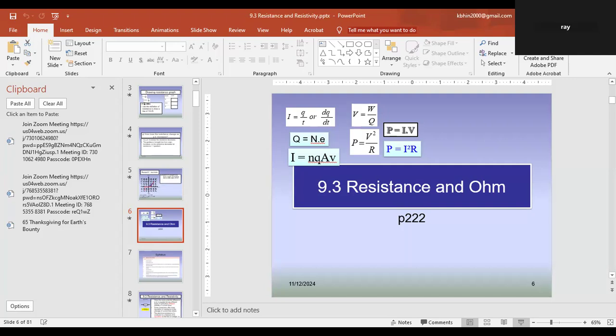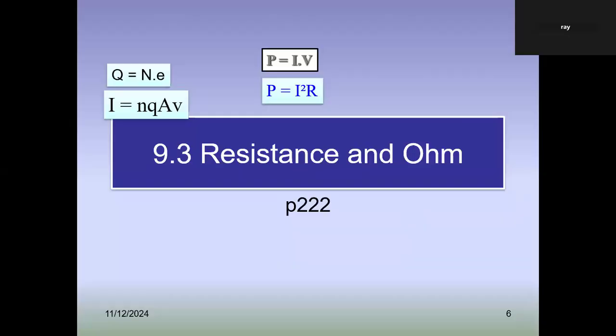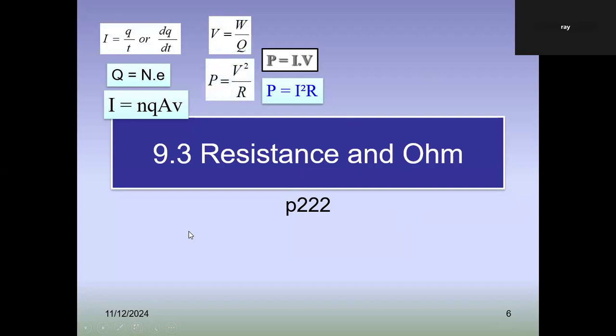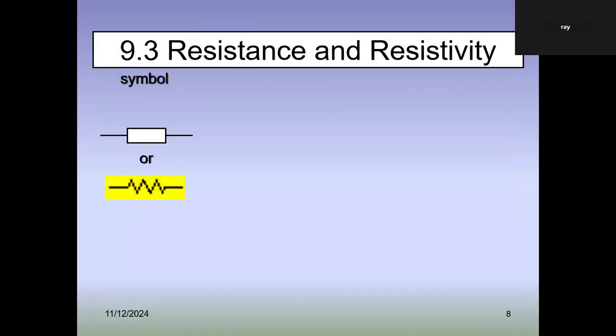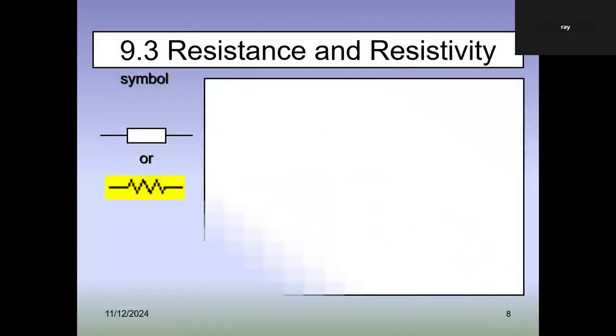Okay, we go to 9.3, resistance and ohm, page 222. These are all the formulas that we have either derived or defined. That you need to know how to use them. That's the syllabus. That's a symbol for resistance. The old one is zigzag like that. The new one is just a rectangle.